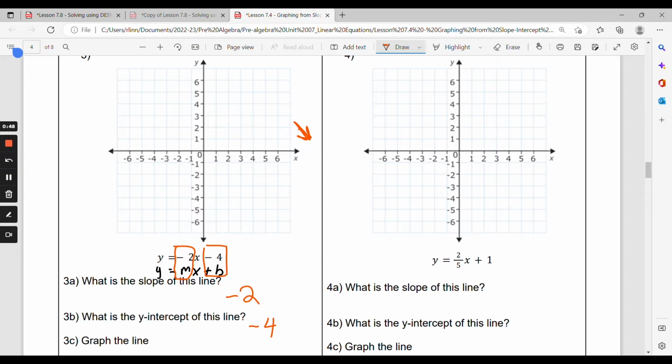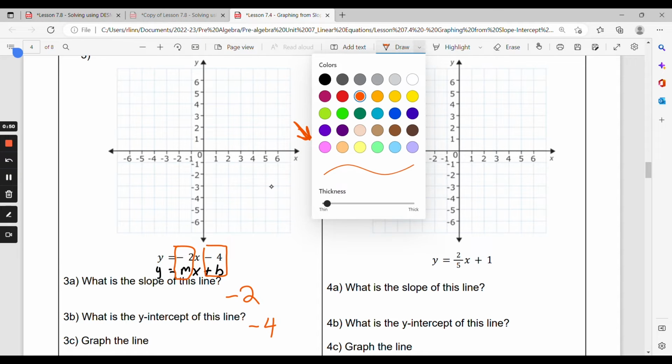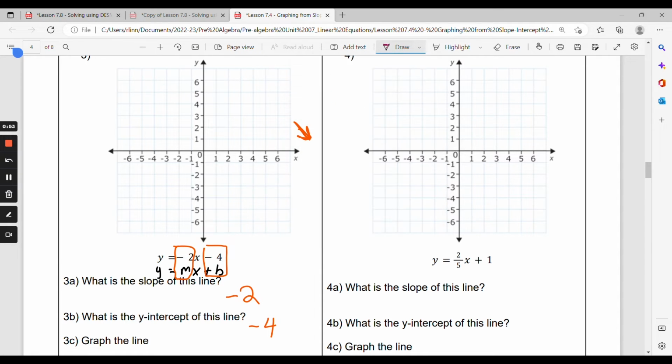So now let's go ahead and go through those steps to graphing that line. The first step to graphing a line is for us to plot our y-intercept. So the y-intercept is -4, so on my y-axis here, I'm going to go down to -4, and I'm going to put my point.